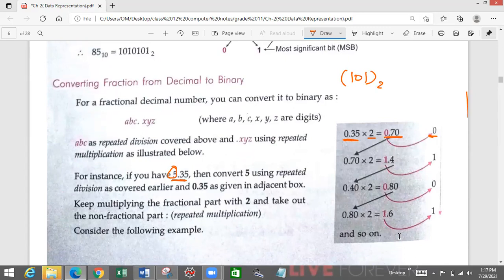Now again, 0.70 I am multiplying by 2, and you will get 1.4. So this time you will write 1 here and 0.4 will come down. Again multiply, it will become 0.8. Write 0, bring this 0.80 down. Multiply it by 2. This is 1.6. Write 1 and then 0.6 will come down here. Then again you can multiply, it will become 1.2. Again you write 1 here. This way you can keep on multiplying, as many bits as you want, and express all the numbers using binary notation.